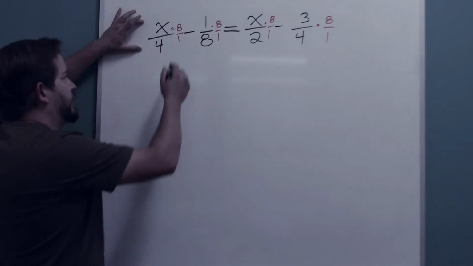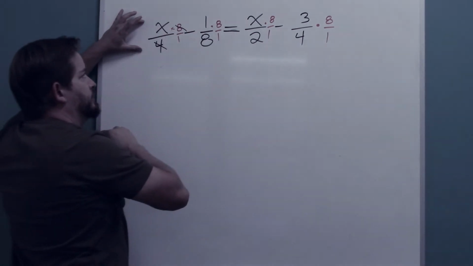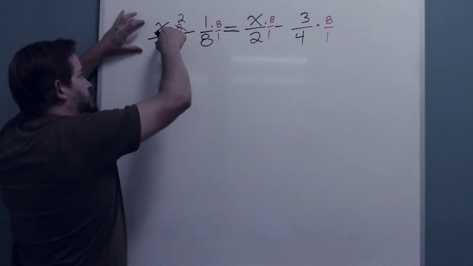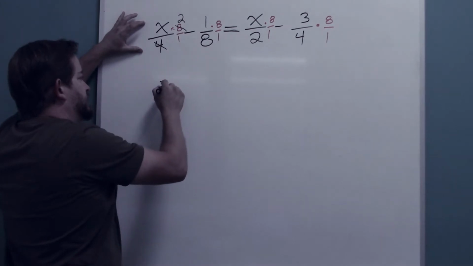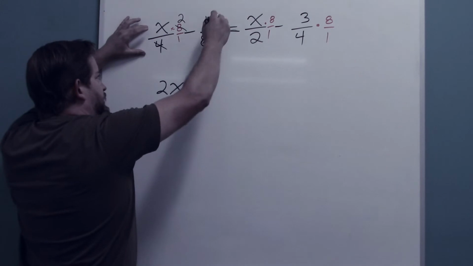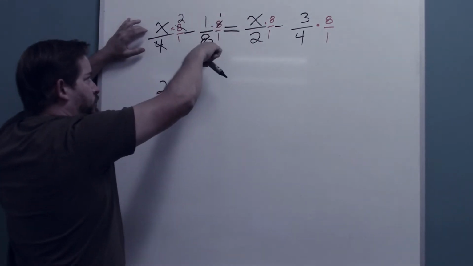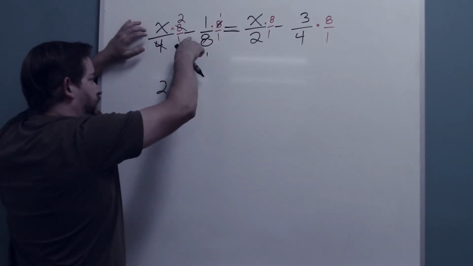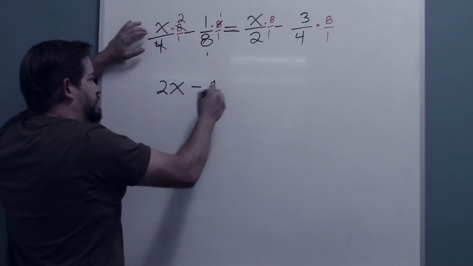So I can simplify, because 8 and 4 are both divisible by 4, but that leaves me with a 2. So I have x times 2, which is 2x. 8 and 8 simplify here, but they leave 1s. And so that's 1 over 1, which is just 1. So it's minus still the 1.